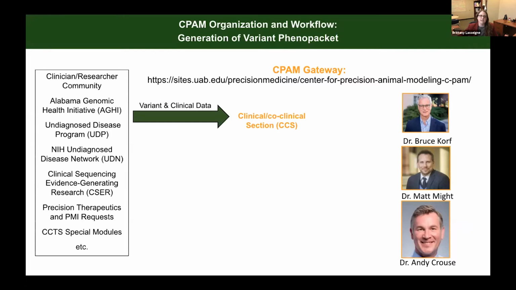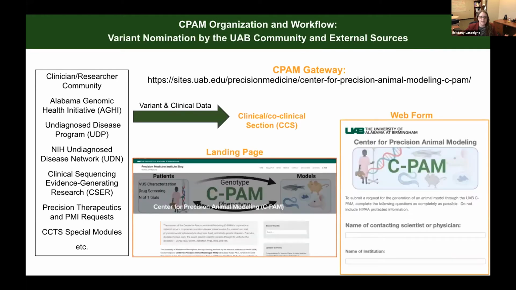So the way this works is for patient variants for which the UAB or external research community would like to make an animal model to assess the impact on phenotype or have a model for other studies, including things like future assessment of drug repurposing candidates or other drug candidates. These variants can be nominated to CPAM through the co-clinical section. So that's led by Bruce Korf, Matt Might, and Andy Krause. And that can be done through the CPAM gateway. Here's the web address for that. So you can go check it out if you like. And there's a web form there.